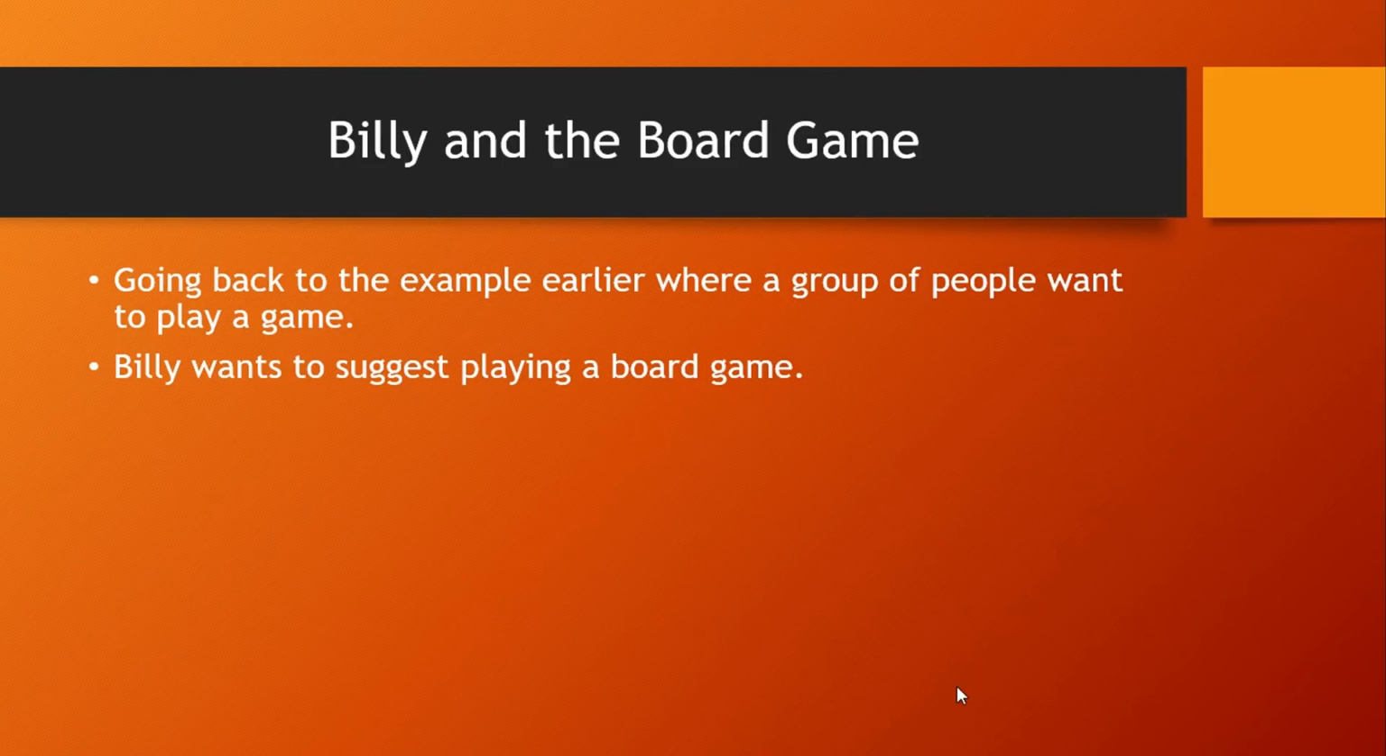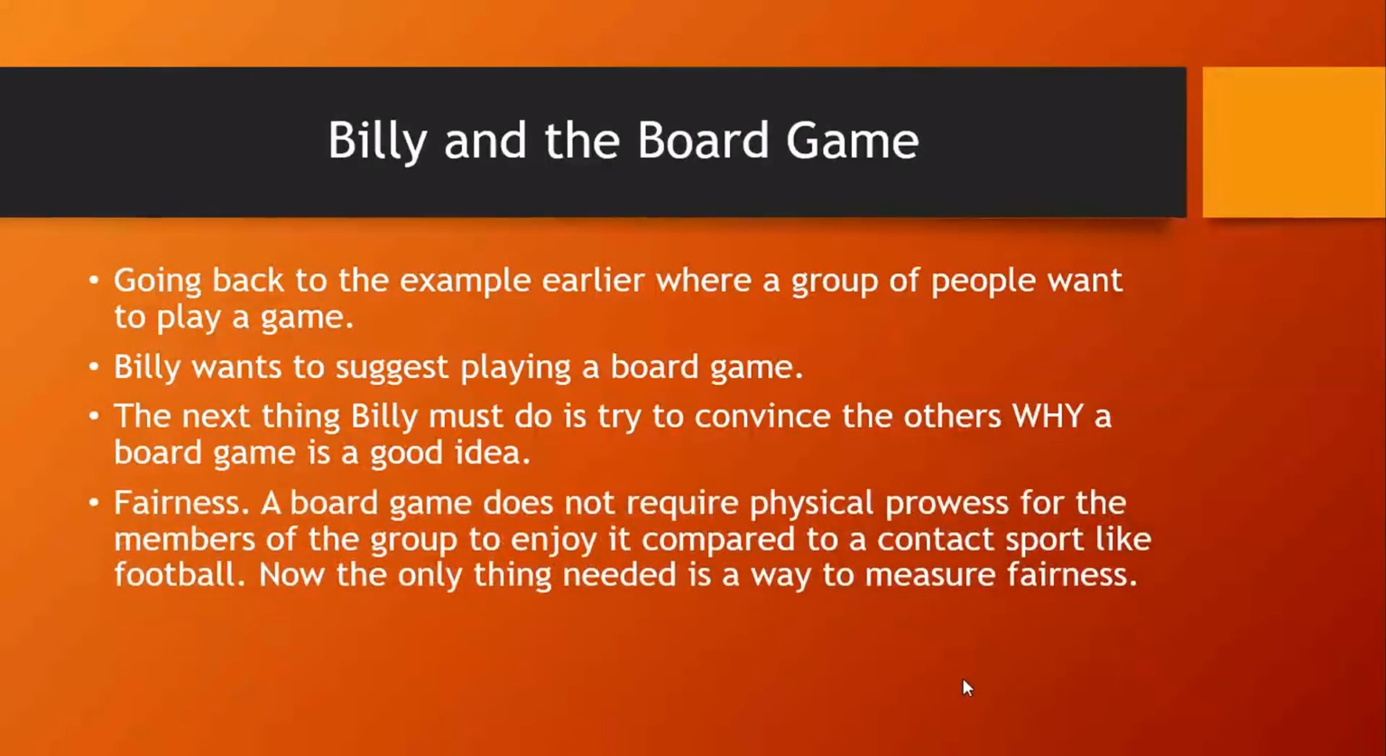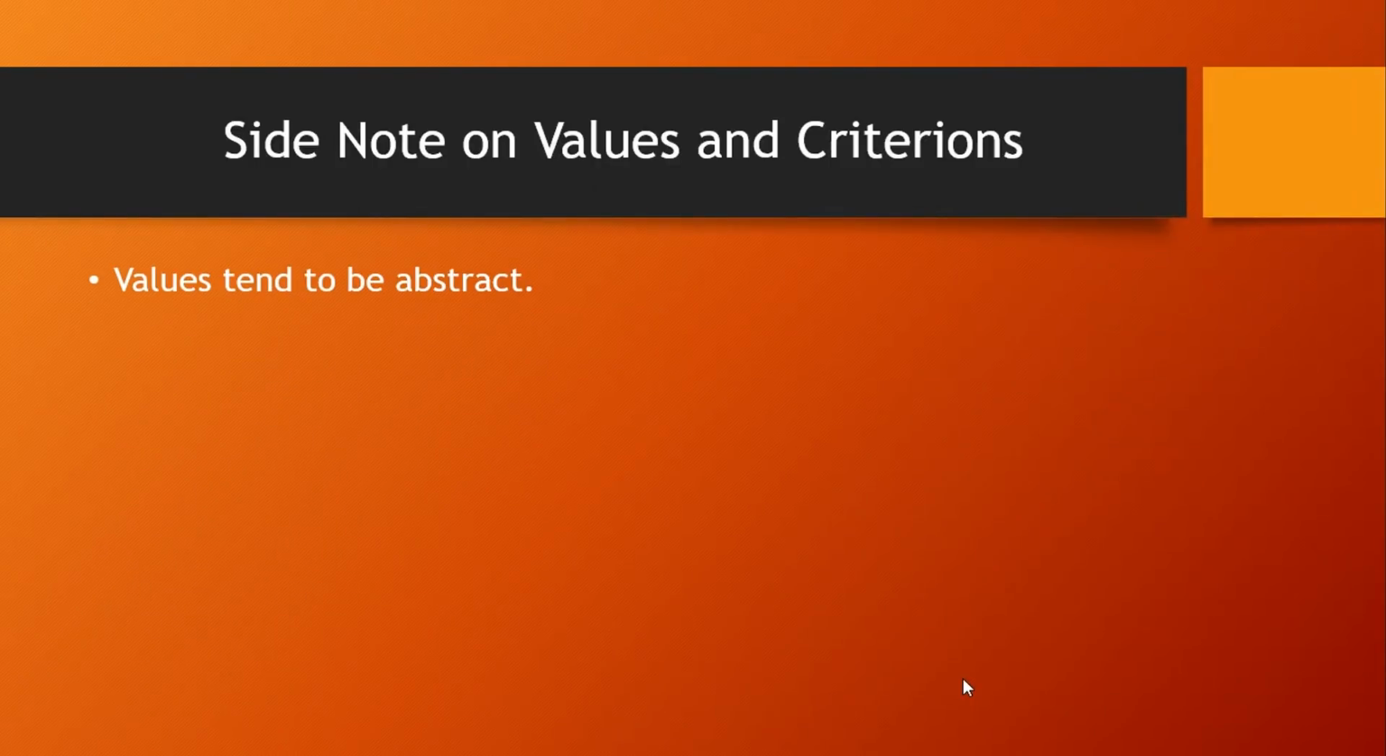The first thing Billy needs to do is think about what value is an advantage of playing a board game. The first thing that comes to me is that a board game doesn't require physical prowess for the members of the group to enjoy, compared to a contact sport like football. So now the only thing that's needed is a way to measure fairness. All right, something to note here about values: values tend to be pretty abstract, especially in LD, so it may require a little thought to conclude what your value criterion should be.